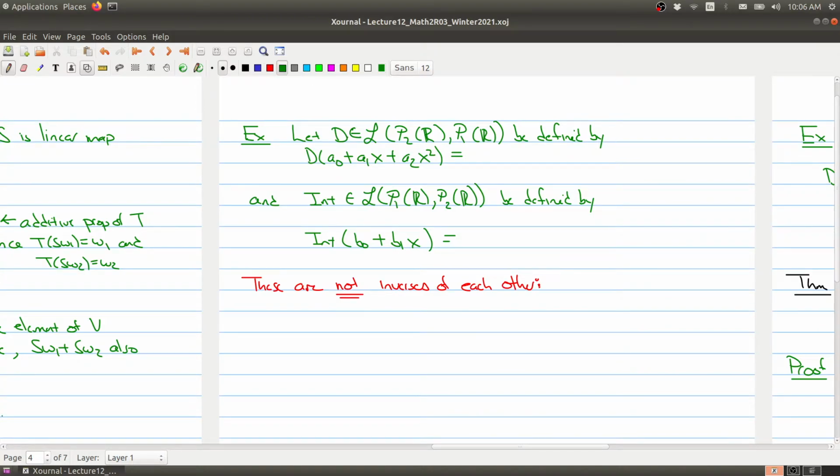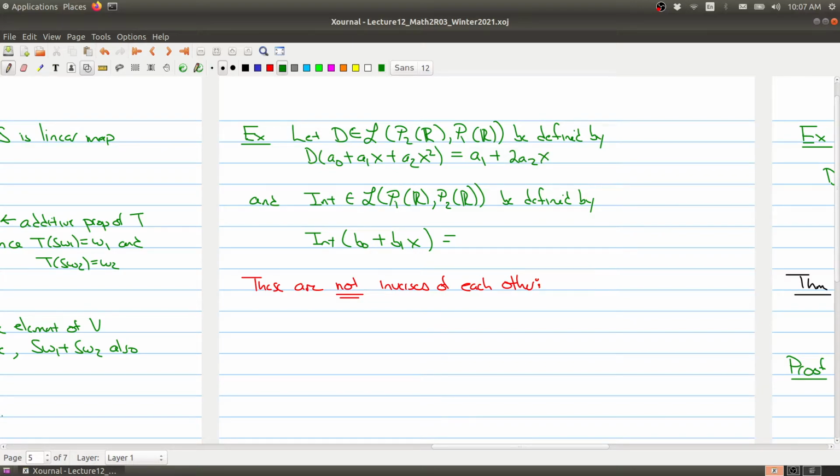Here I have my vector spaces, P2R, all the polynomials of degree 2 or less, and I'm going to map to all the polynomials of degree 1 or less. And I'm going to take a linear map D just to be the differentiation function, i.e. it takes a polynomial and maps it to its derivative. Okay, so this is a linear map. We've seen this in a previous lecture.